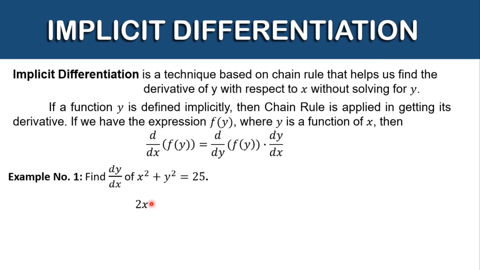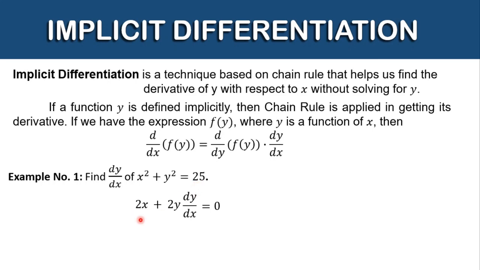For the second term, we have y squared. So when we have y in the term, this is what will happen. We take the derivative of it. So the derivative of y squared is 2y. Then we put dy over dx. This is equal to the derivative of 25, which is 0 because this is a constant.